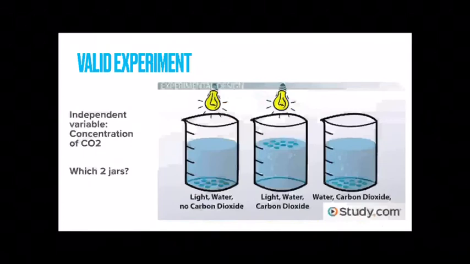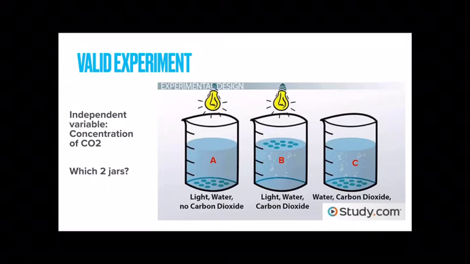Okay, valid experiments mean we only change one thing. If my independent variable is the concentration of CO2, which two jars would I want to use? Pause now and answer. Press play when you want to find out if you were correct.